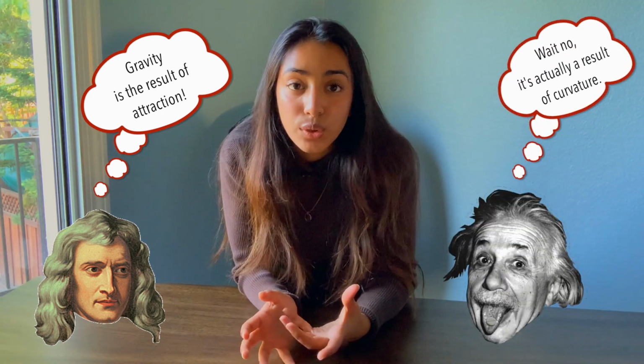You've probably heard the famous theory of general relativity proposed by Albert Einstein. It explains that instead of the force Newtonian physics suggests gravity to be, gravity is actually a result of the curvature of the fabric of space-time. That's a pretty heavy sentence, so let's break it down a bit.